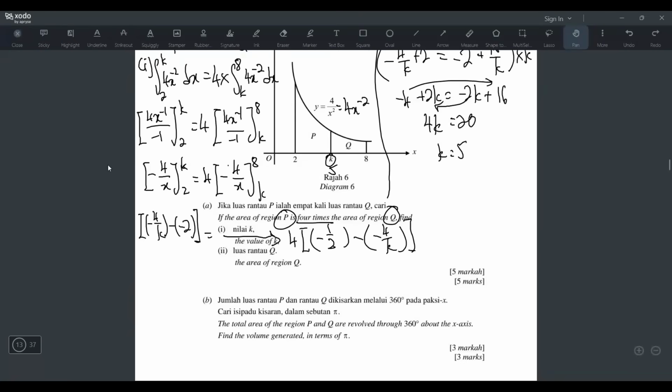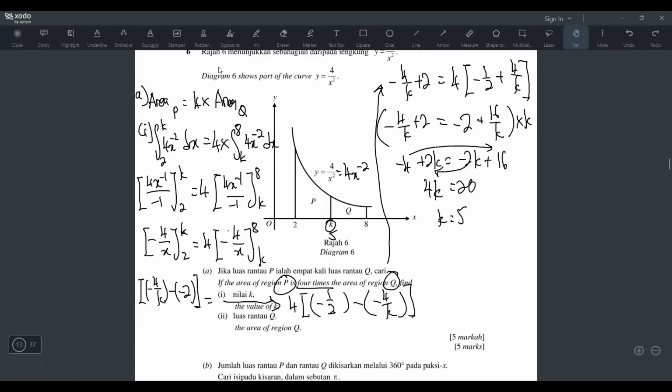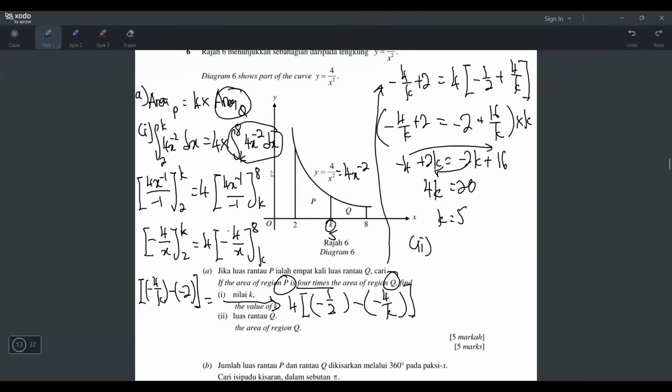Hope you understand. Done. Now we can do question 2. Question 2 asks us to find the area of region Q. Very simple. Because area of region Q is this one, which is this, which brings you to this, which brings you to this, right? Which brings you to this, which brings you to this, right? So if you're lazy like me, you can straight away do this, negative 1 over 2 plus 4, okay?